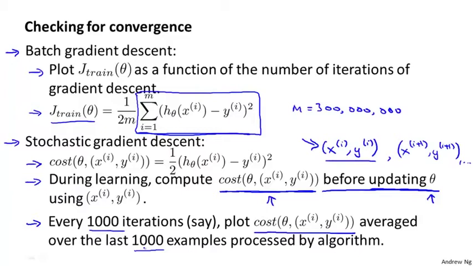So in contrast to computing J train periodically, which needed to scan through the entire training set, with this procedure, as part of stochastic gradient descent, it doesn't cost much to compute these costs right before updating the parameter theta. And all we're doing is every 1,000 iterations or so, we just average the last 1,000 costs that we computed and we plot that. And by looking at those plots, this will allow us to check if stochastic gradient descent is converging.